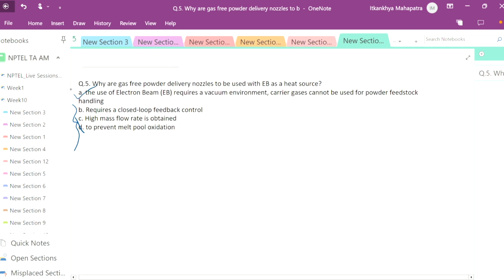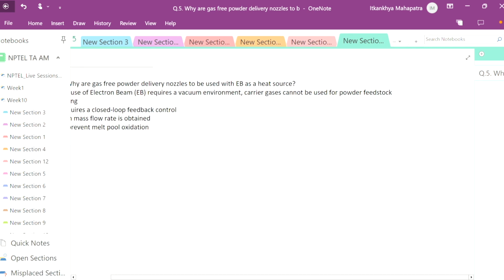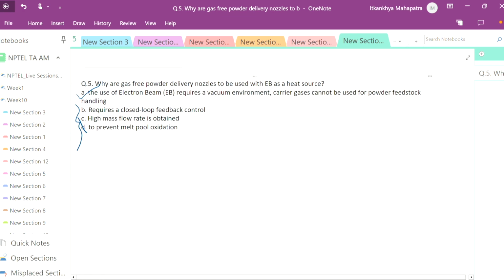The use of electron beam requires a vacuum environment where carrier gases cannot be used for powder feedstock handling. Regarding the closed feedback control, high flow rate is obtained to prevent melt pool oxidation. Now, melt pool oxidation is prevented by shielding gas. So, additional provision of shield gas is provided for protection of laser optics from powder particles and metal fumes.